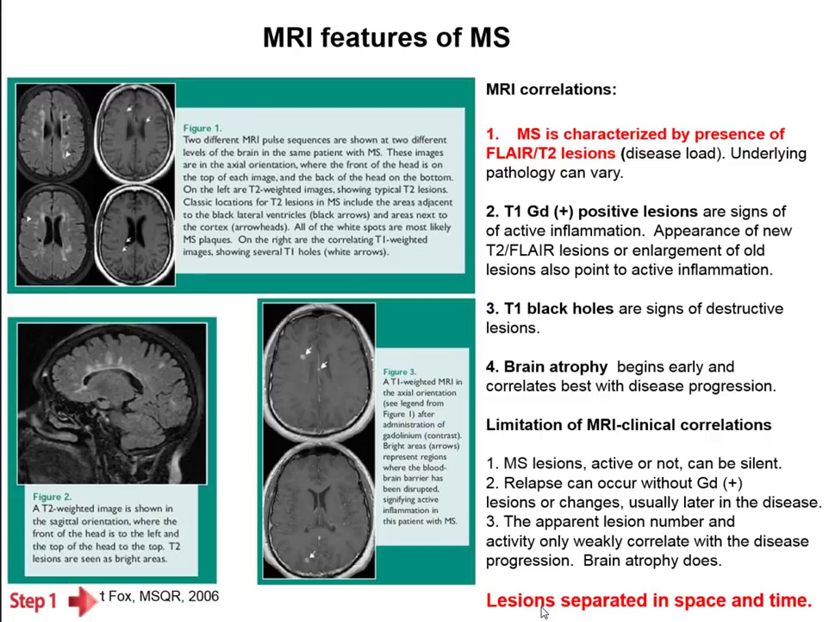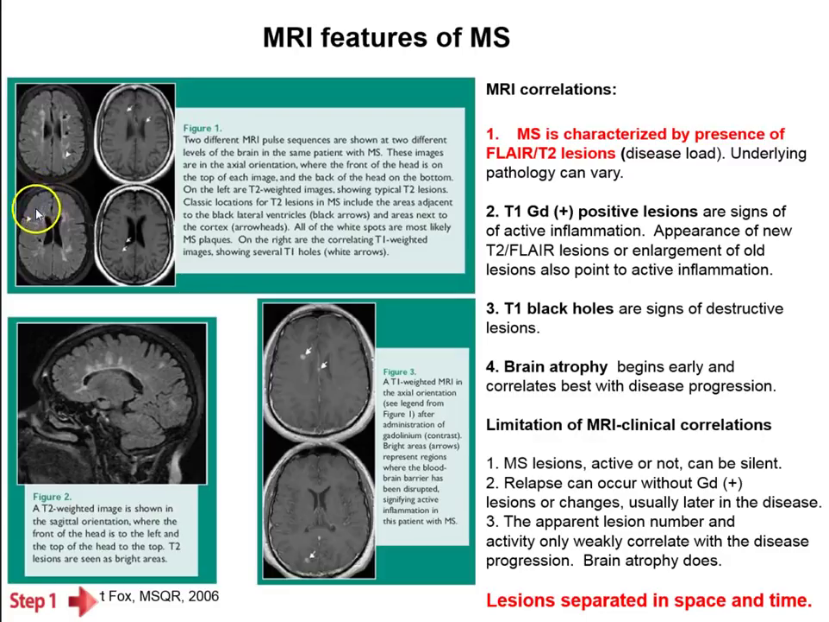There are some limitations of the MRI clinical correlation, and that's that MS lesions can be silent. Again, if they're located in places that we wouldn't necessarily see neurological signs, such as the deep frontal lobe. Relapses can occur without contrast enhancement of the lesions, especially later in disease. And the apparent number of lesions on the brain only weakly correlates with disease progression, although brain atrophy does. So let's look at some of these lesions.